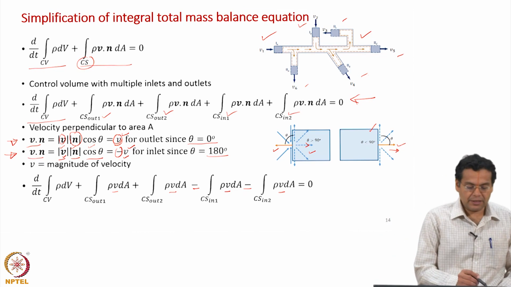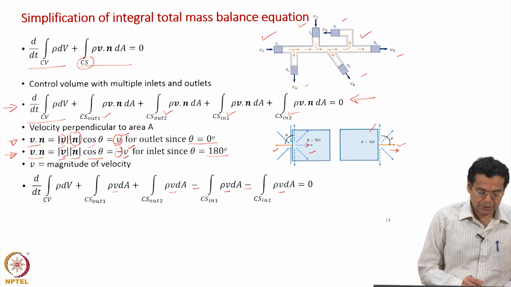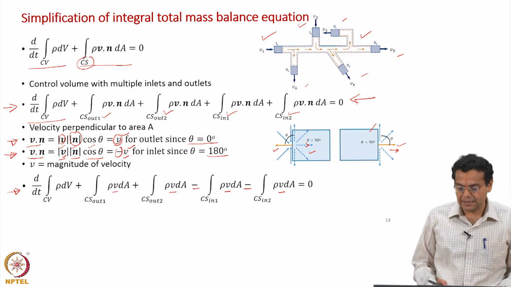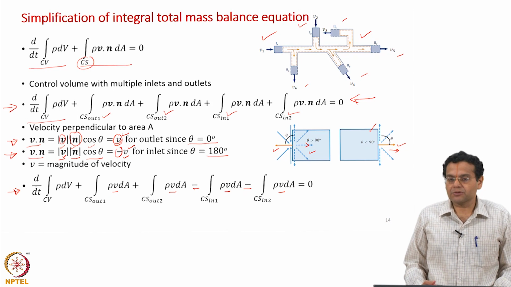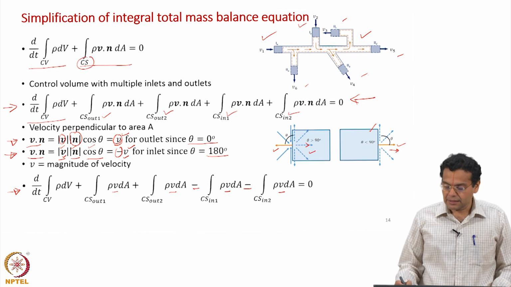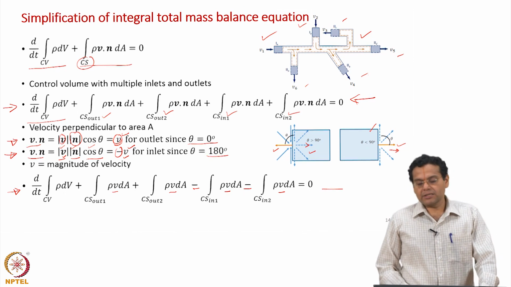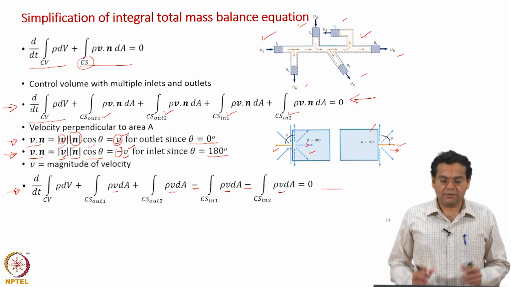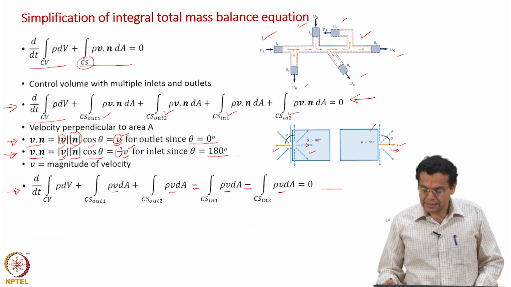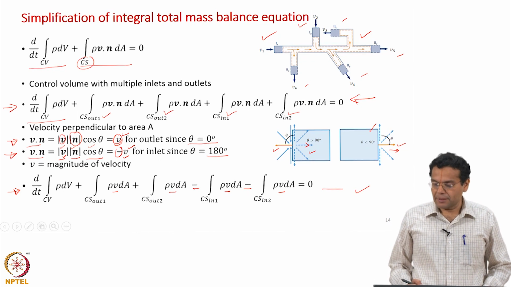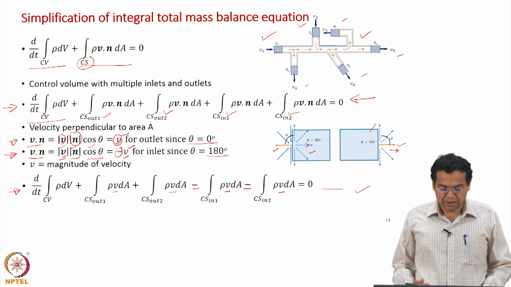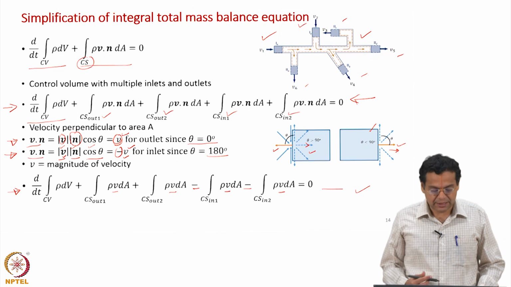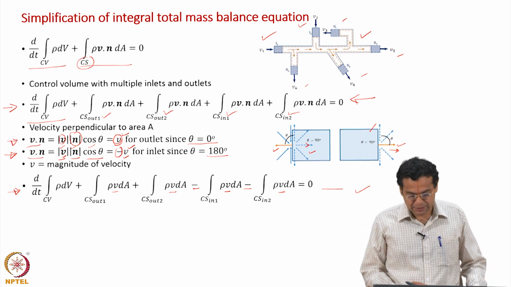So, the difference between this equation and the earlier equation, or the simplification, is that while the first equation allows for any angle between V and n, here the velocity is perpendicular to the area A, which is the case most of the time. So, this is a more easy and practical representation of the integral total mass balance equation.